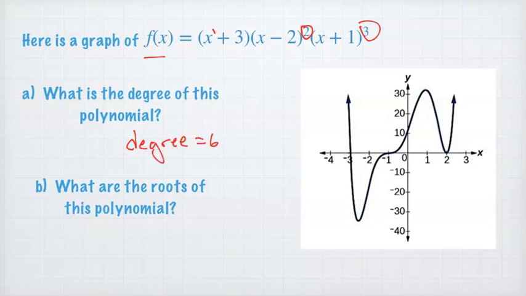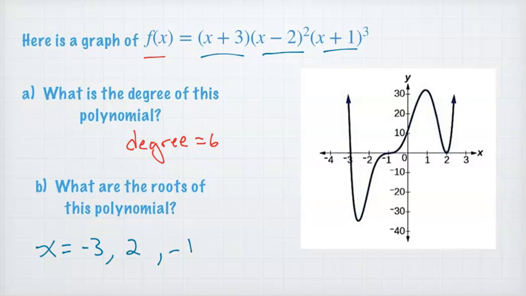All right. The roots of this polynomial are the values that make each parenthesis or each factor equal 0. So if I want to look for the roots of this polynomial, I'm going to say, well, what makes this first parenthesis 0? That's negative 3. What makes this second factor 0? That's 2. And this third one is going to be negative 1. So the roots of this are negative 3, 2, and negative 1.